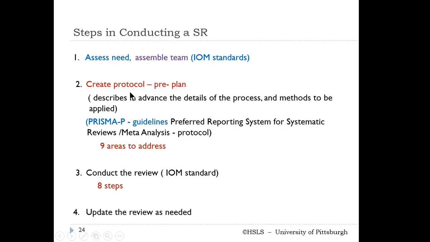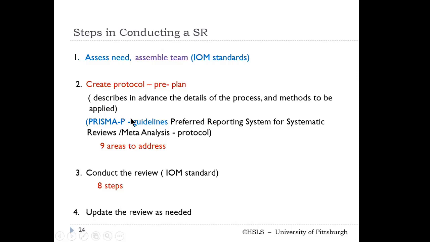So when you plan it, you need to include everything in detail in the plan. Okay. So actually, when you create the protocol, again there are guidelines. It is called PRISMA. P is for protocol. PRISMA means Preferred Reporting Items for Systematic Reviews and Meta-analysis. P for protocol. So the guidelines have to be followed when you create the protocol. Now in the protocol, there are 9 areas to address. So we will be going through all those.